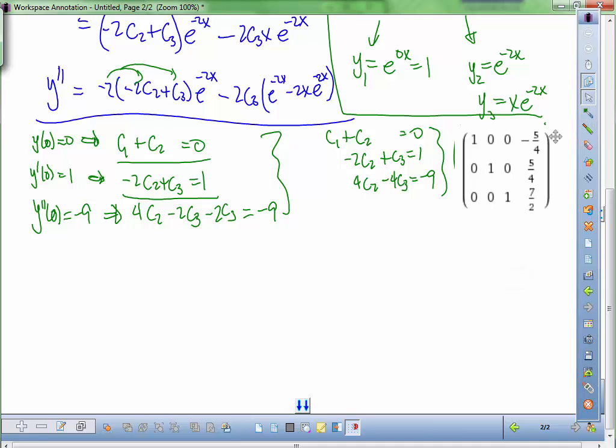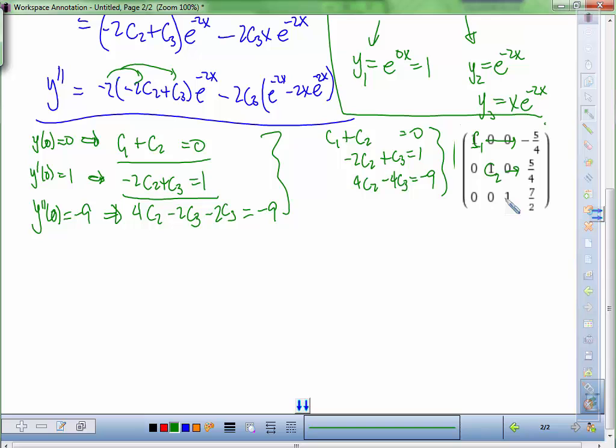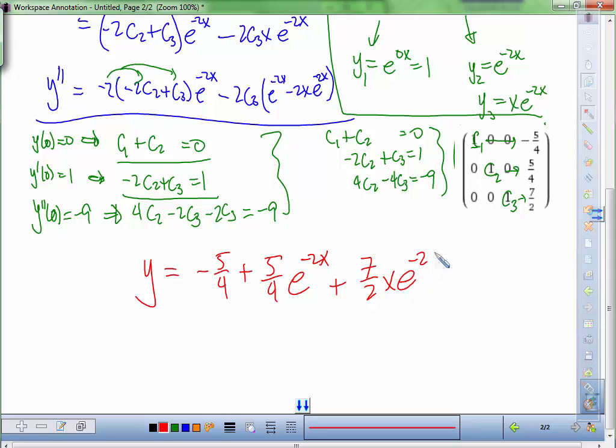So, if those are my numbers, then my values would be C1 equals negative 5/4, C2 equals positive 5/4, and C3 equals 7/2. So my final answer should be, I hope, C1 plus C2 times e to the negative 2x plus C3 times x e to the negative 2x.